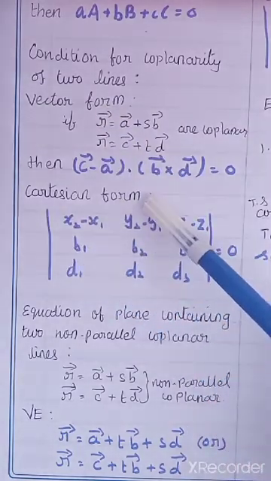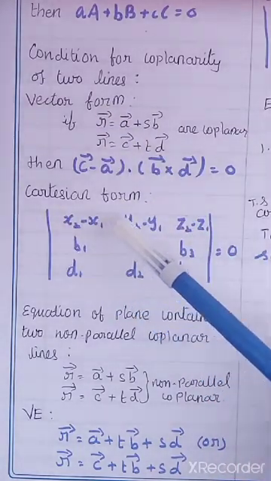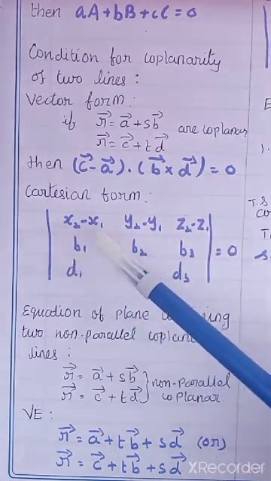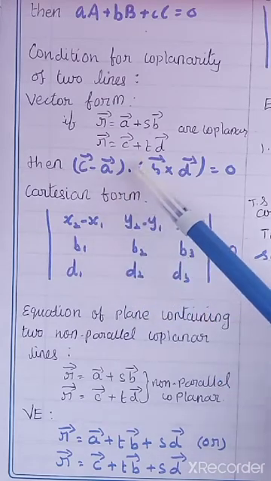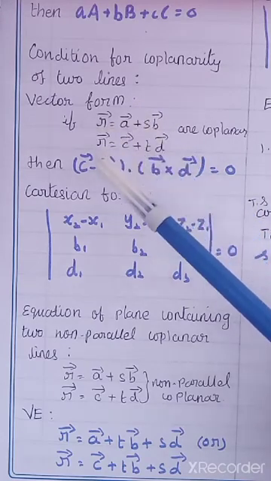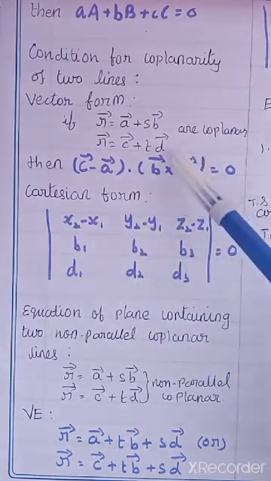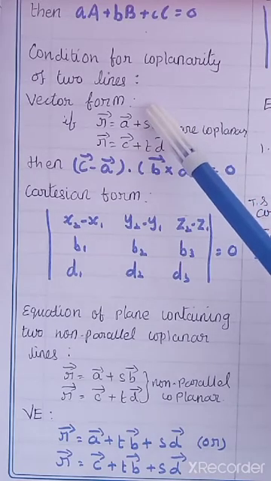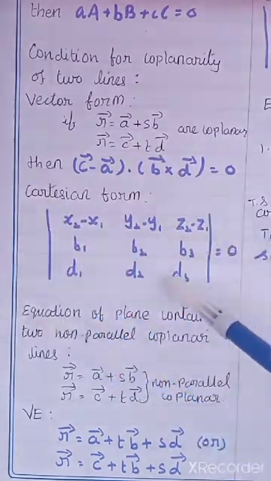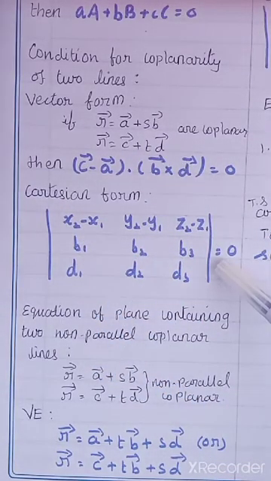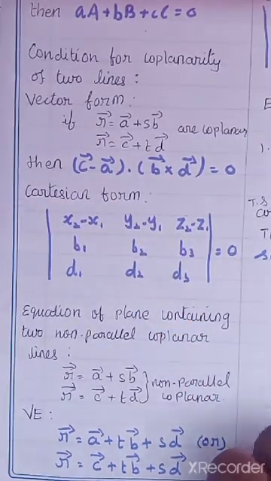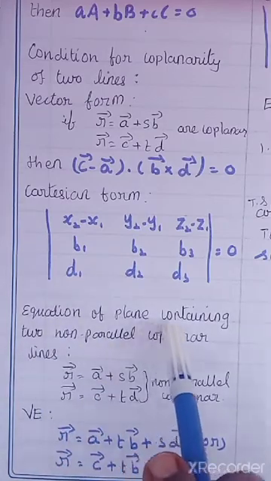And what is your Cartesian form? The determinant with rows x2 minus x1, y2 minus y1, z2 minus z1. What are x1, y1, z1 and x2, y2, z2? Points. This is your x2, y2, z2, and a is your x1, y1, z1 point. So b1, b2, b3 is the vector of the first equation, and d1, d2, d3 is the vector of the second equation. If this determinant equals 0, then the lines are coplanar; that is your Cartesian form. Is that clear?